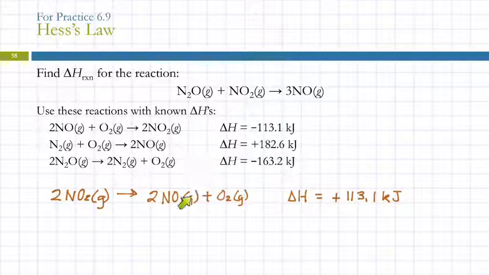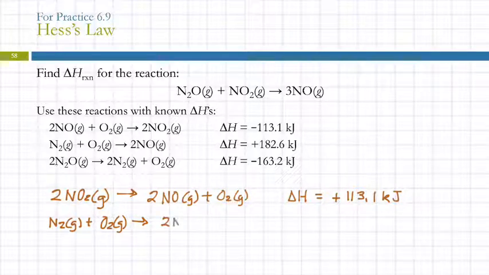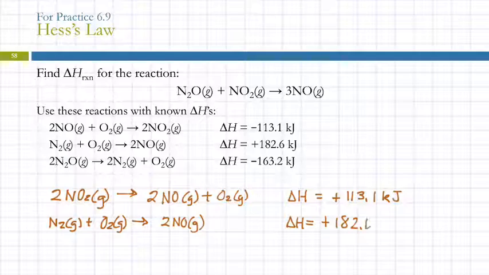Okay, so now I've got one of my products and one of my reactants correct, but I don't want O2 to show up in the end. So I need something that's going to have O2 as a reactant. So let's look. Oh, this one has O2 as a reactant. And it's got NO as a product, so that might be nice. I'll toss that guy in there in the forward direction. So N2 gas plus O2 gas forming 2NO gas. And delta H for that one is plus 182.6 kilojoules.